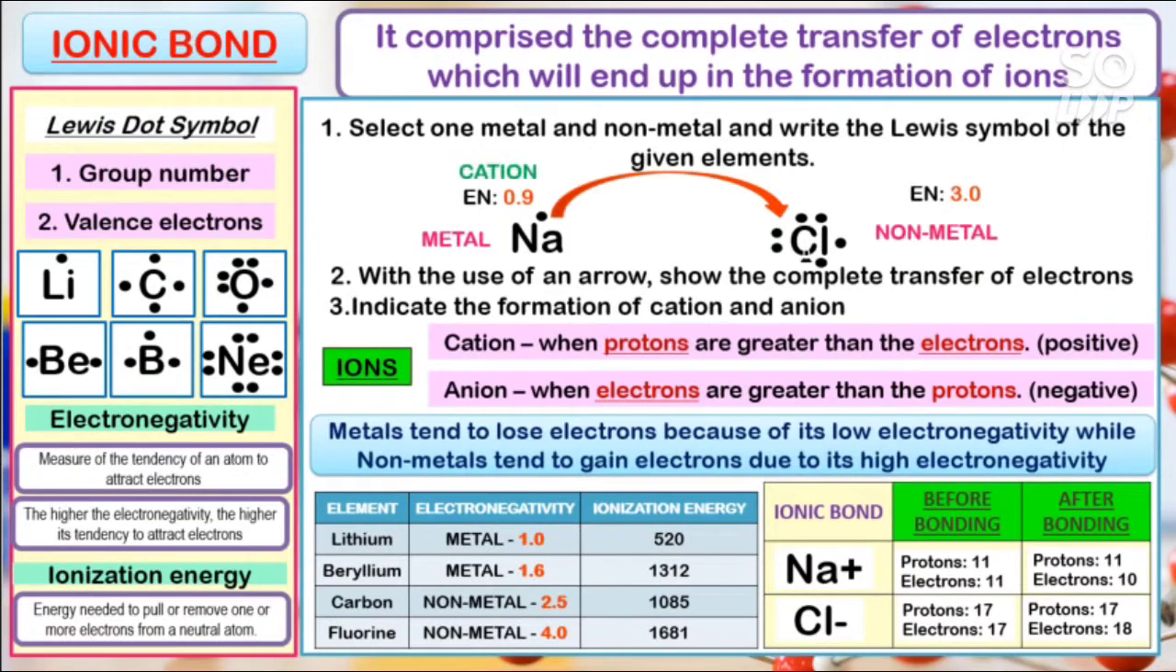So sodium is the cation and the chlorine is the anion. Why? Because sodium after the bonding has 11 protons and 10 electrons. Obviously, the number of protons is greater than the number of electrons in sodium after the bonding. And the chlorine has 17 protons only while the electrons are now 18. So it increases by 1. That's why the number of electrons of chlorine after the bonding is greater than the number of protons.